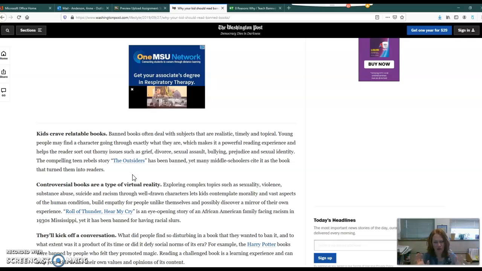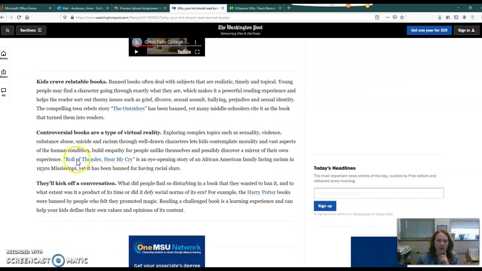Depending on how your classrooms run. Again, we're talking very upper-end junior high. Another reason why you'd want to have banned books in your classroom is because controversial books are a type of virtual reality. So if we think this is too hard to have in our classroom, what do you think those students are seeing online? What do you think they're doing in video games?